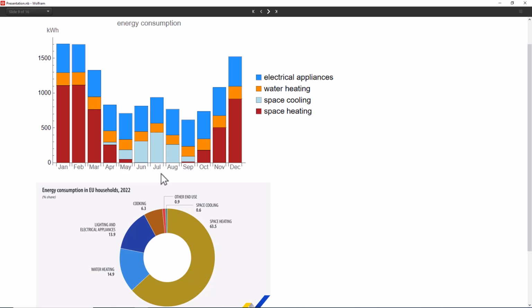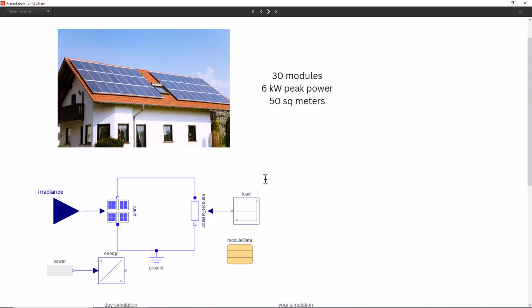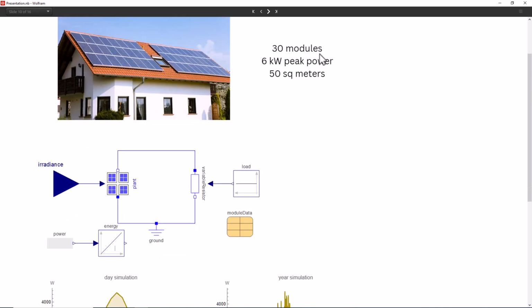Now, the key question: how much of this demand can be met with solar panels? Let's find out. Now that we understand my household's energy needs, the next question is how much energy can my solar panels produce? Let's consider a system with 30 solar panels rated at 6 kilowatt of peak power, covering 50% of my roof space, which is about 50 square meters.